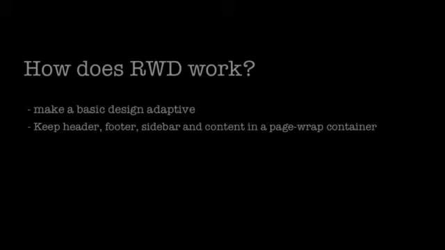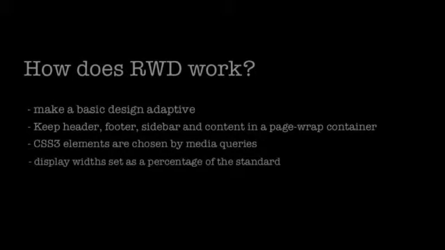With HTML5 plus CSS3, this is enabled by encapsulating the header, footer, sidebar and content in a page wrap container. The HTML5 elements are then reset to block. The basic design is handled in the standard CSS, but the various CSS3 elements are chosen by media queries to customize the fluid layout to the device being served. Finally, the display width of various elements are set by a percentage of the standard to suit each mobile device, the same as is done with image and embedded videos.